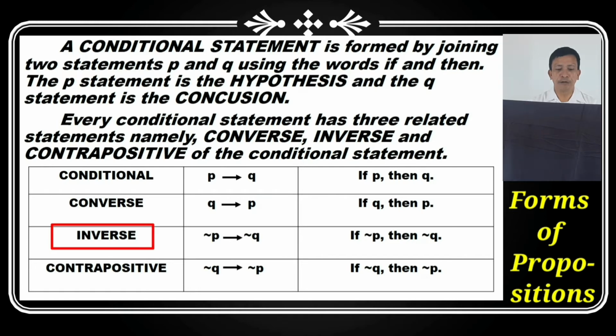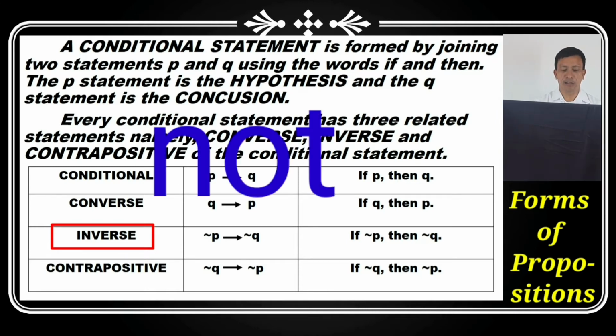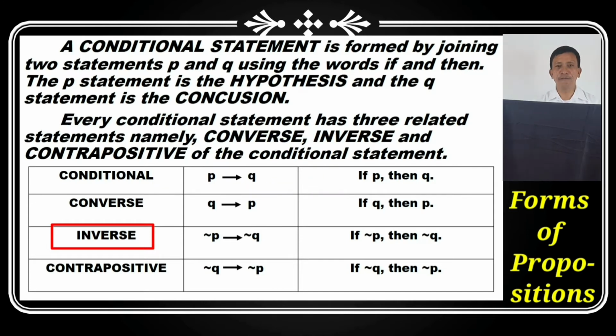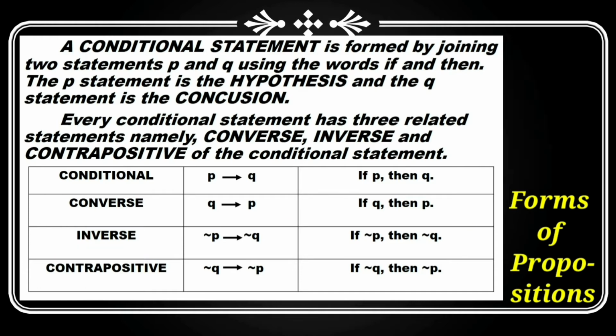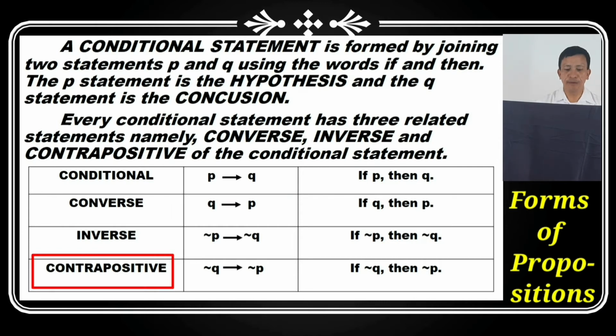Let us proceed to the inverse of a conditional statement. In this, we are negating the hypothesis and the conclusion by simply inserting not to them. So we have not P implies not Q, or if not P, then not Q. Next is the contrapositive. In this, we are interchanging the not P and not Q statements. So we have not Q implies not P, or if not Q, then not P.